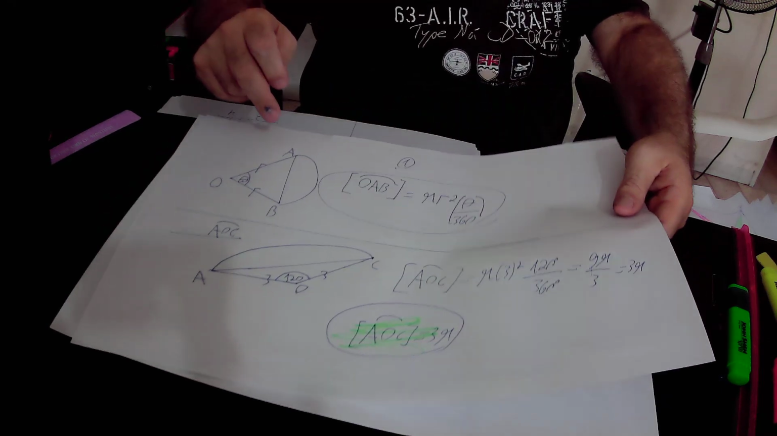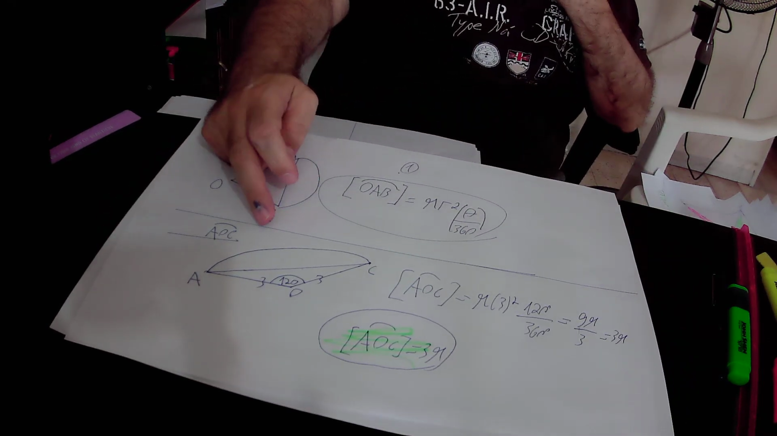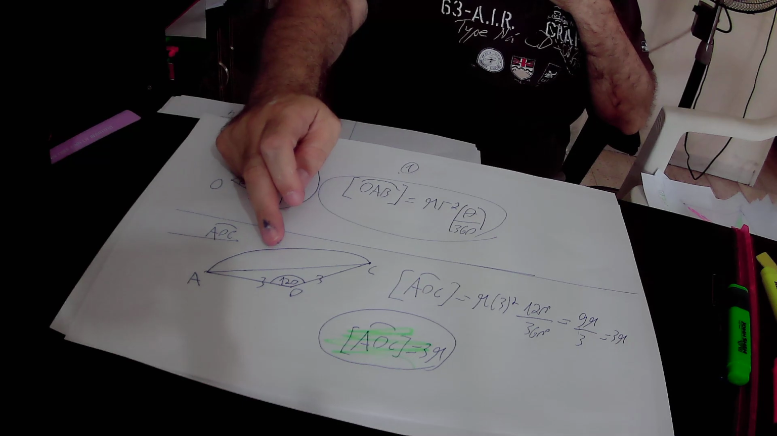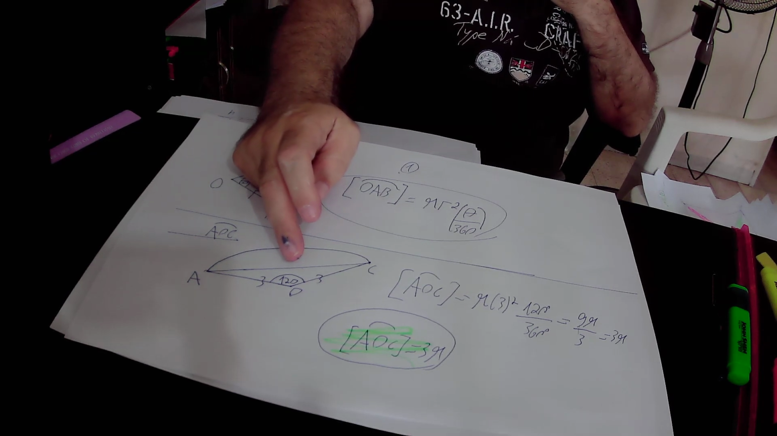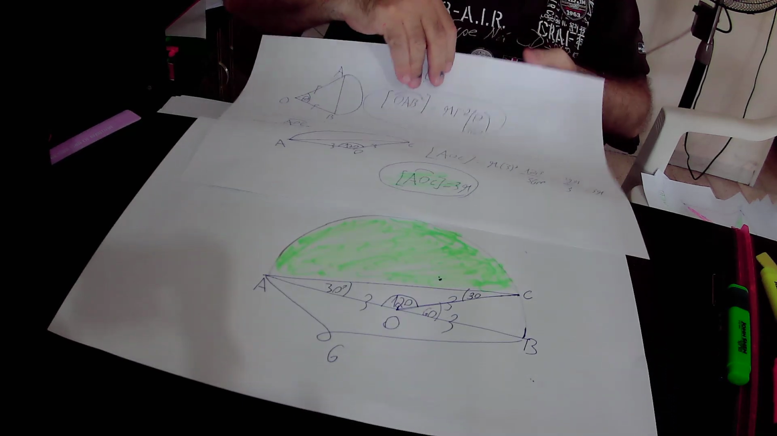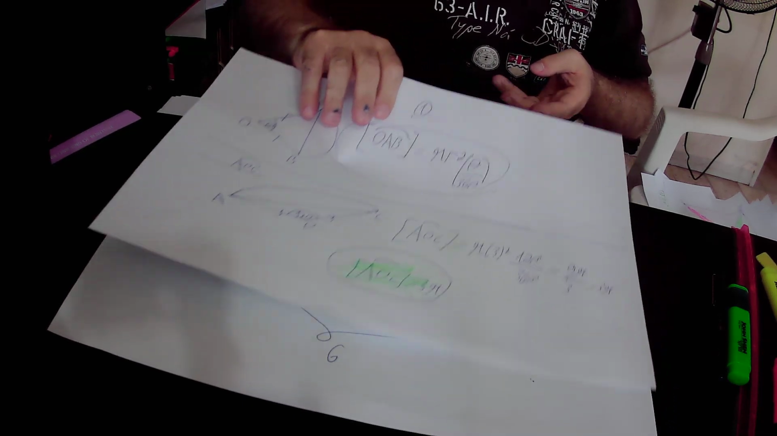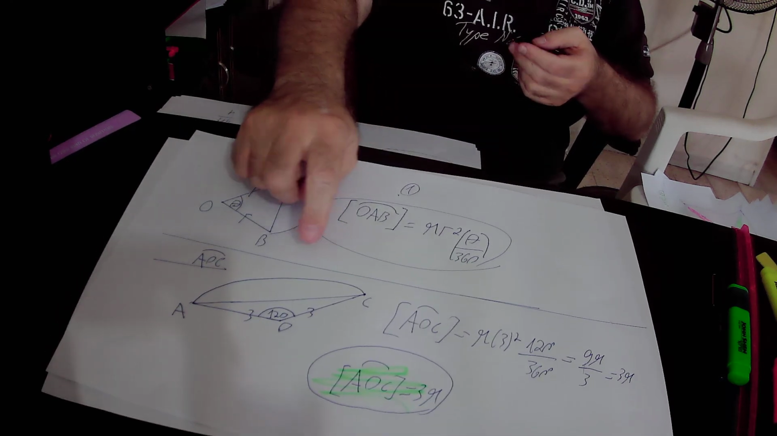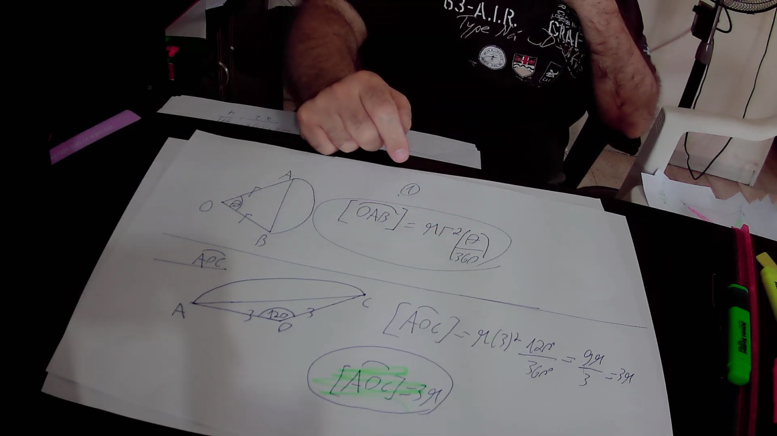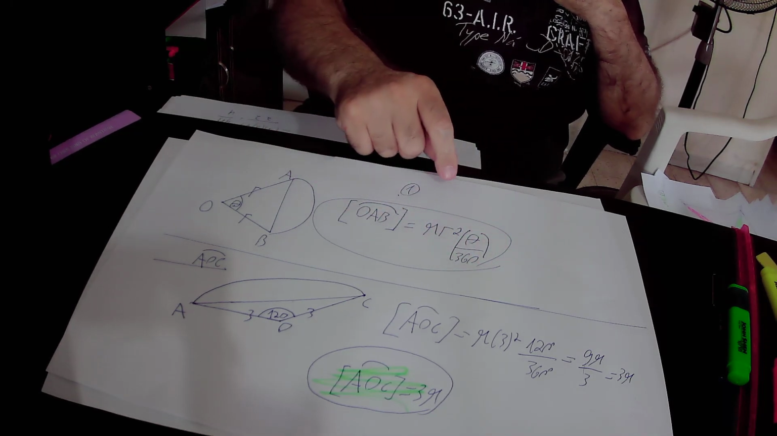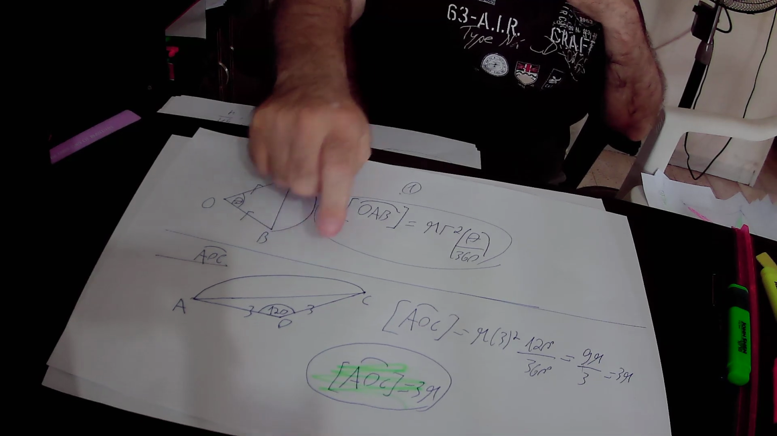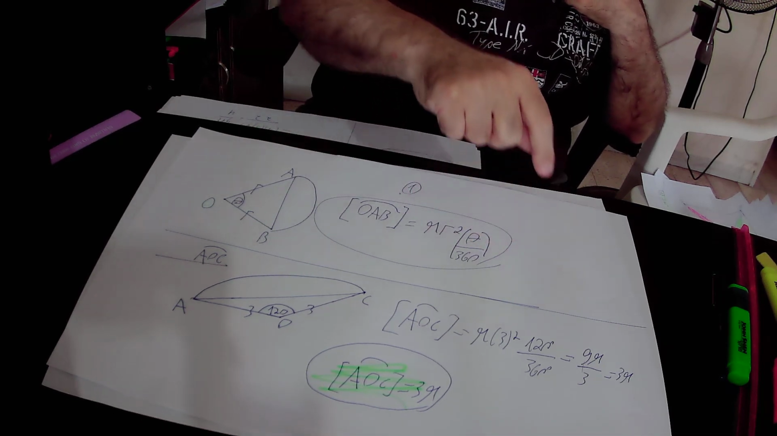So I copy sector AOC here. AO equals OC, they are both the radii of the semicircle, which is equal to 3 units. The angle between the legs of sector AOC equals 120 degrees. So according to the new formula, the area of the sector AOC will be equal to pi r squared. R is 3, so pi r squared is pi times 3 squared. Theta is 120 degrees, so it is 120 degrees over 360 degrees.